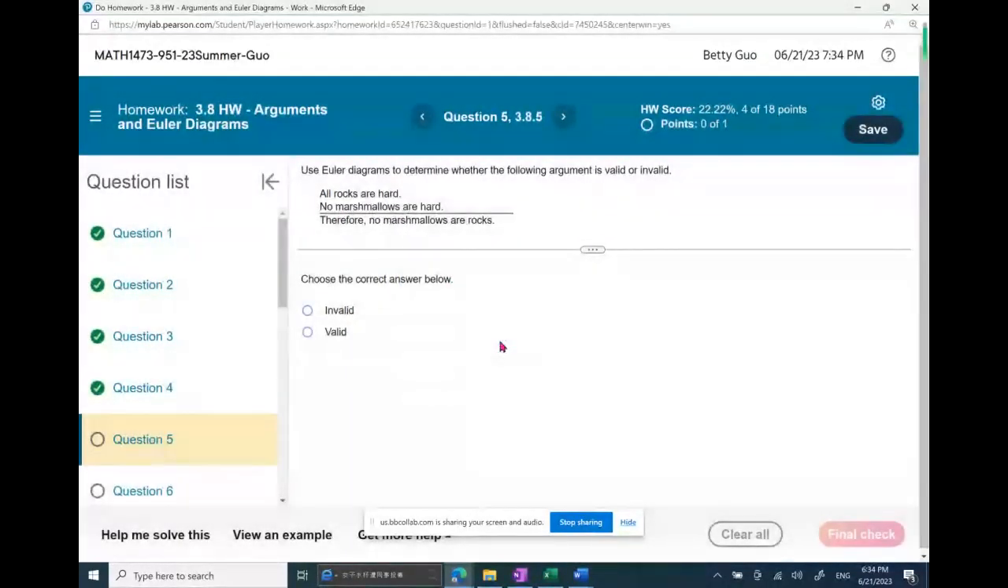Question number 5. First premise: all rocks are hard. Second premise: no marshmallows are hard. Therefore, no marshmallows are rocks. So we have three categories here: rocks, things that are hard, and marshmallows.